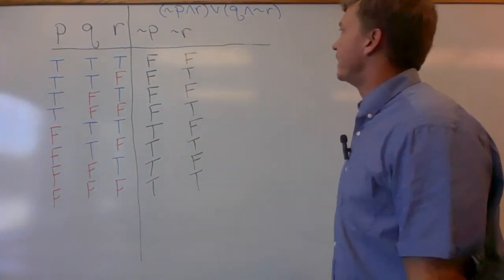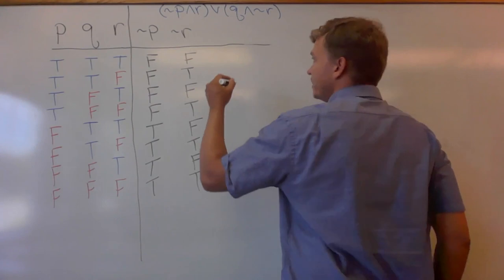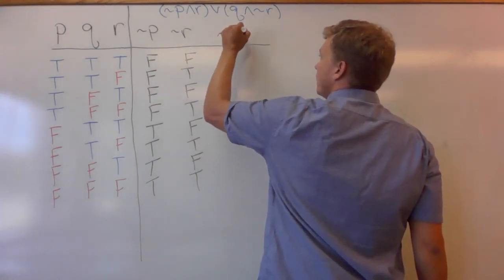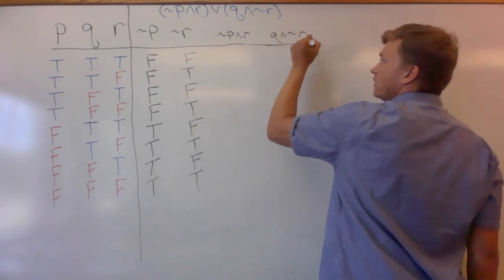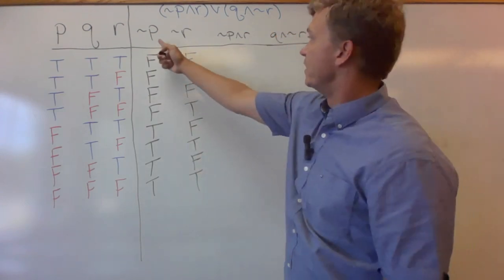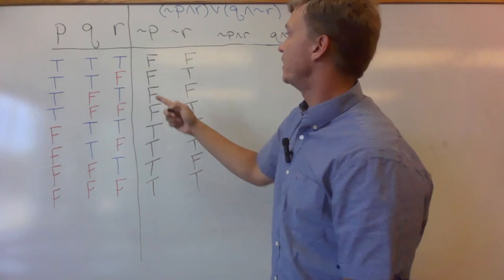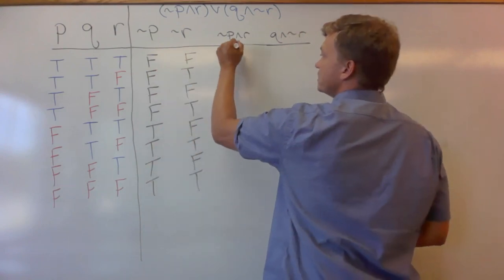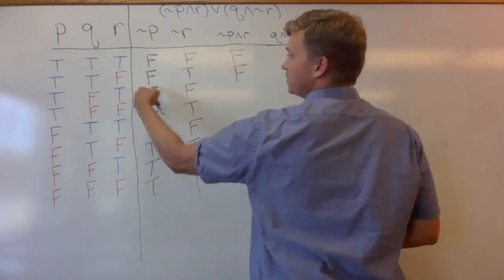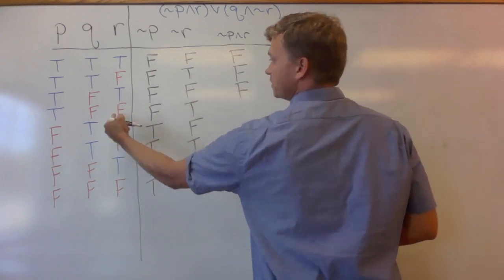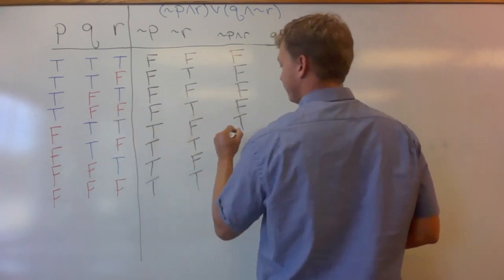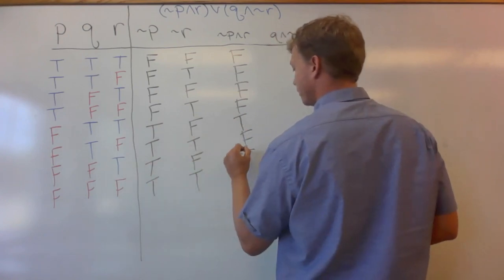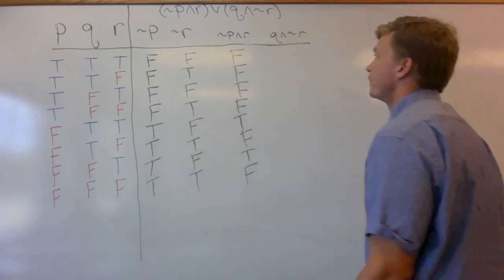We'll find the and connective separately. Not P and R, Q and not R. We're using here not P, and R right next to one another. True and false, false, false, false, false, true, false, true, false.